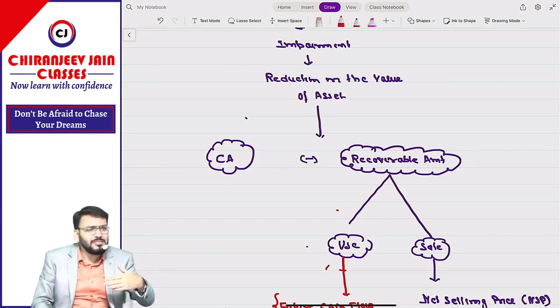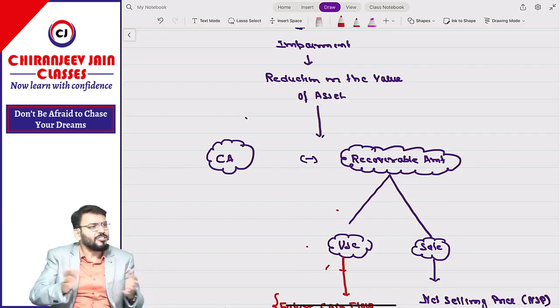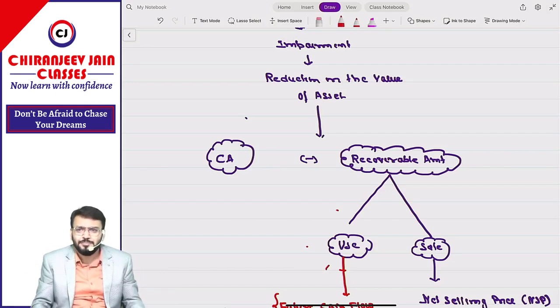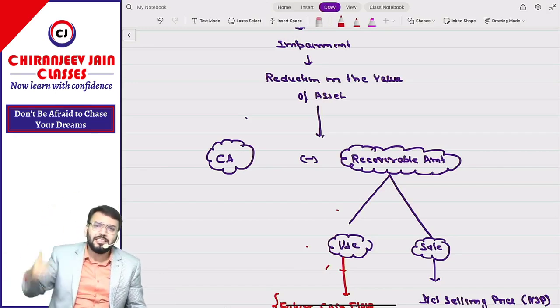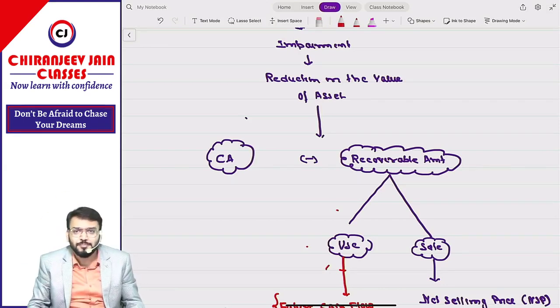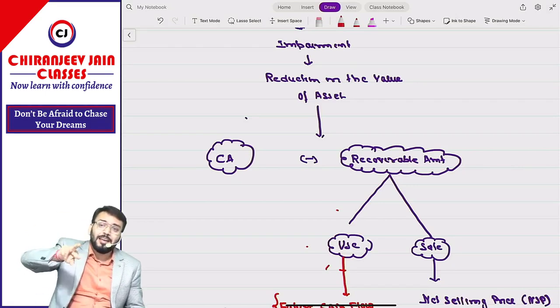Whether we'll do this reduction means whether we need to estimate recoverable amount every year. There are so many PPE, so many intangible assets, so many investment properties with a company. It means we need to estimate the recoverable amount of each PPE, each intangible asset, each investment property every year.